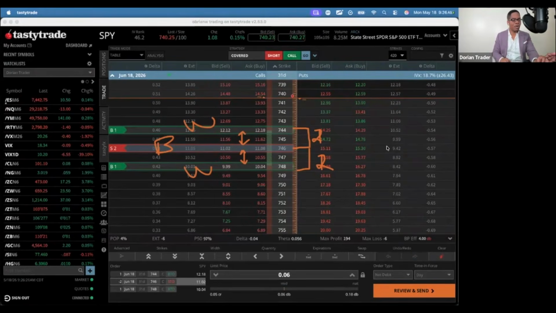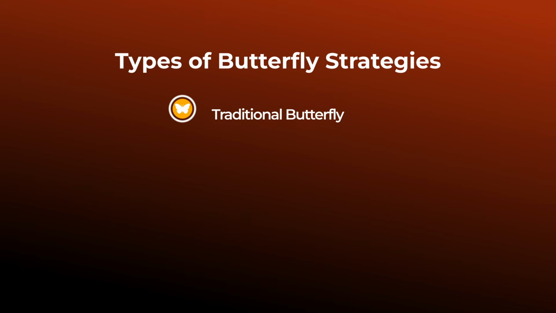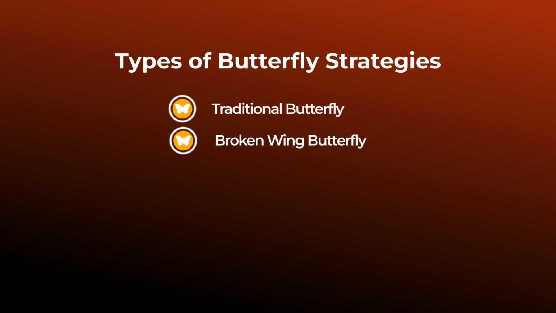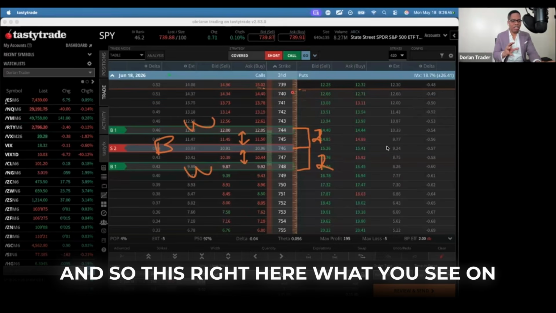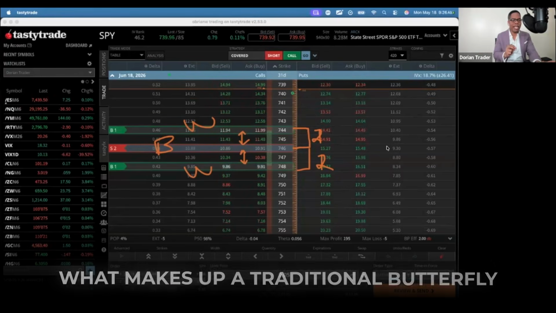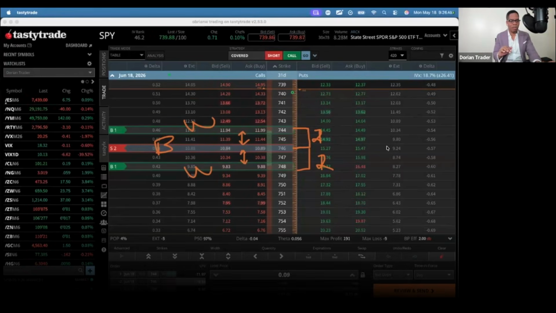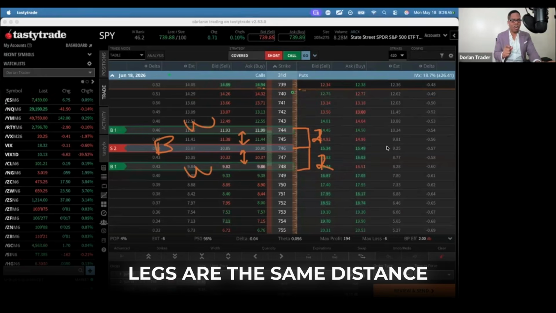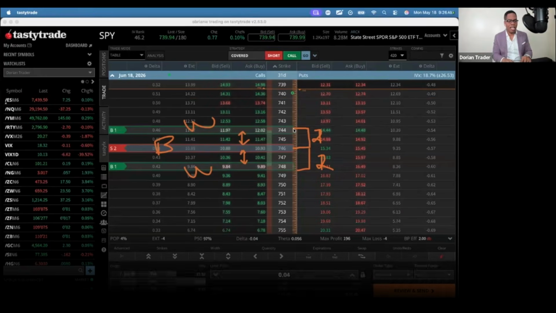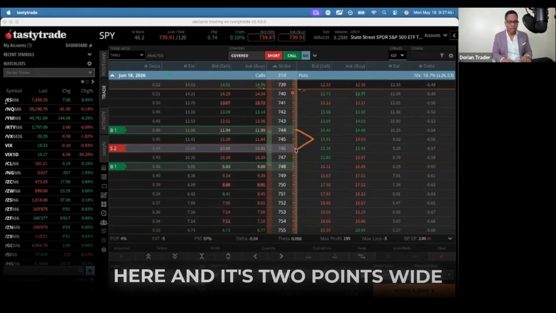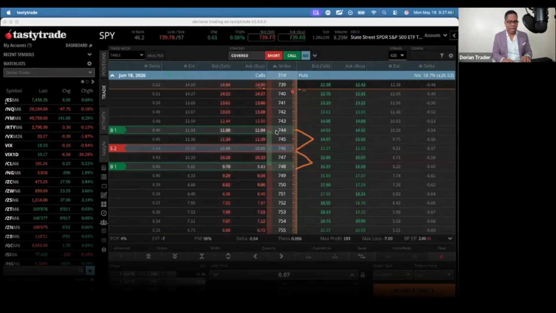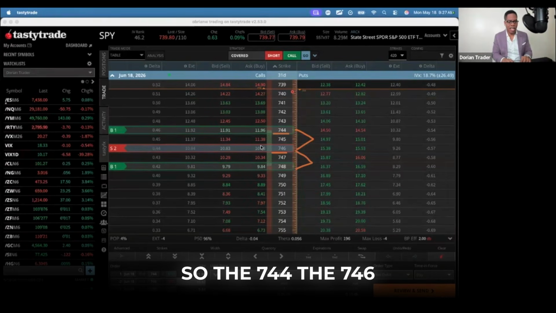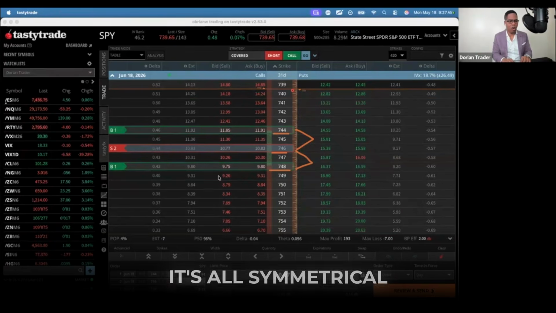So for some reason, whoever came up with these names came up with these type of names for this strategy. You have the traditional butterfly, you have the broken wing butterfly, and you have the iron butterfly. And so this right here, what you see on your screen right now, is a traditional butterfly. What makes up a traditional butterfly is that everything is symmetrical. Each leg between the legs are the same distance. And so in this example, we said it's 2 points wide between here, and it's 2 points wide between here, right? So the 744, the 746, the 746, and the 748, it's all symmetrical.